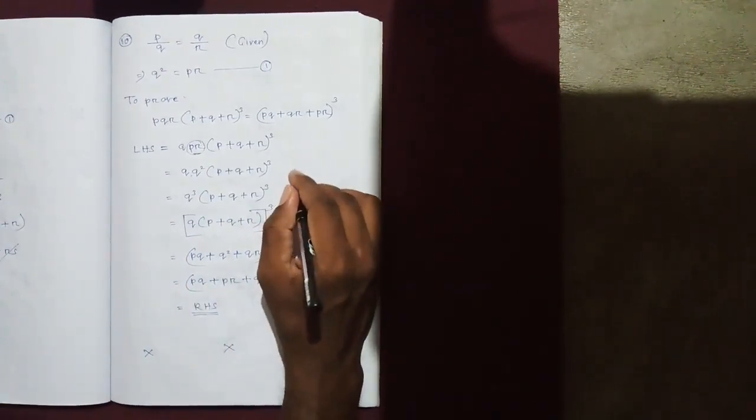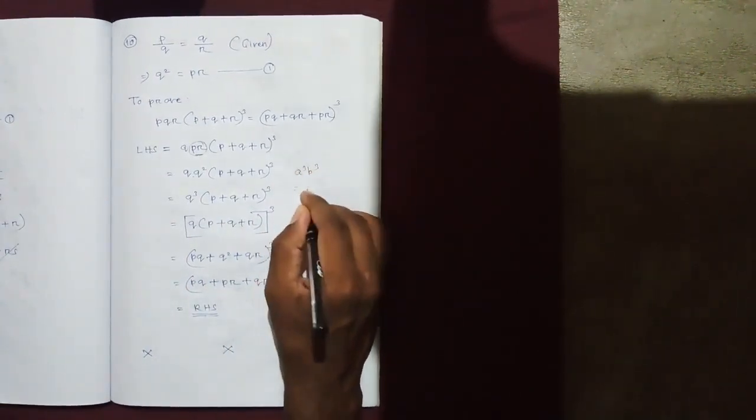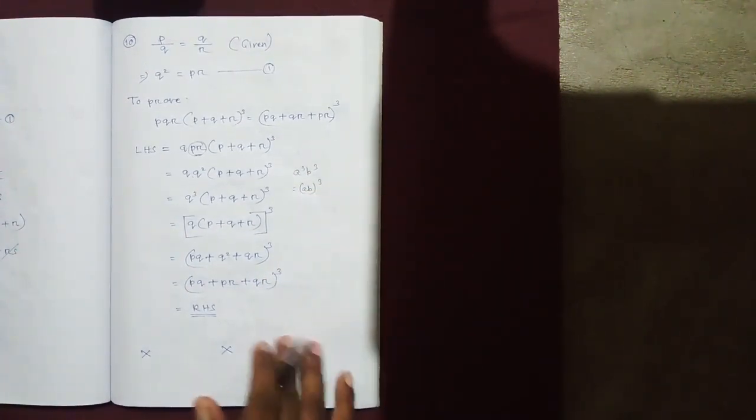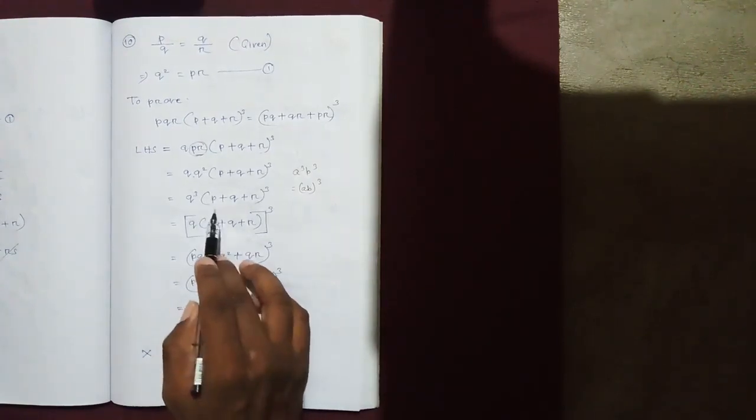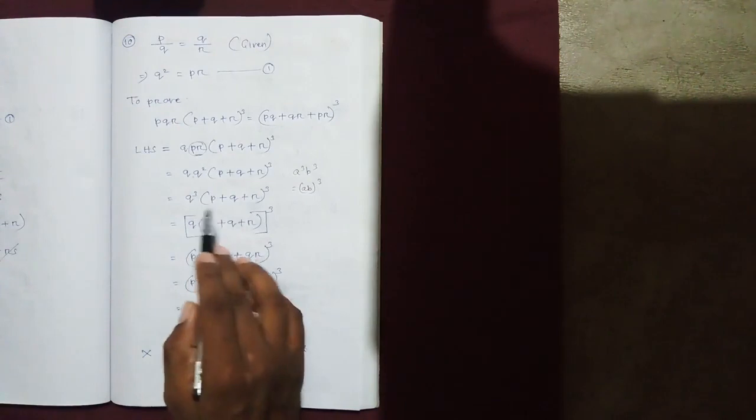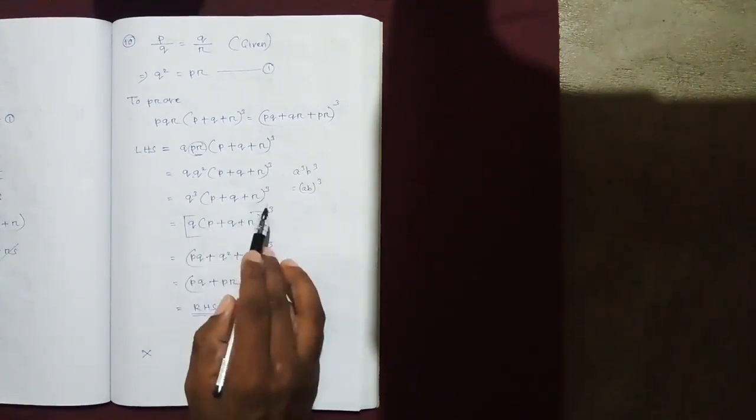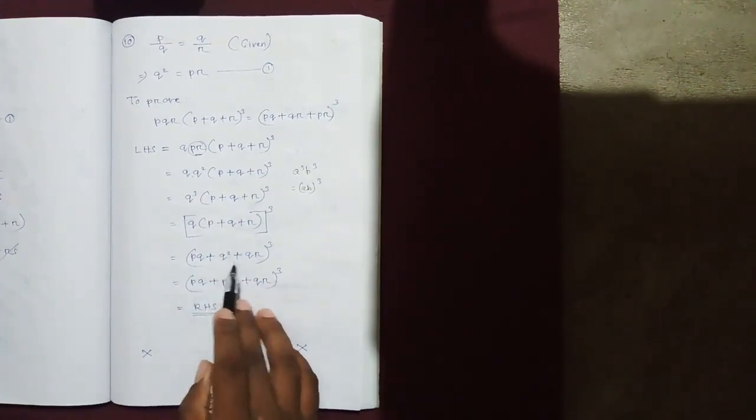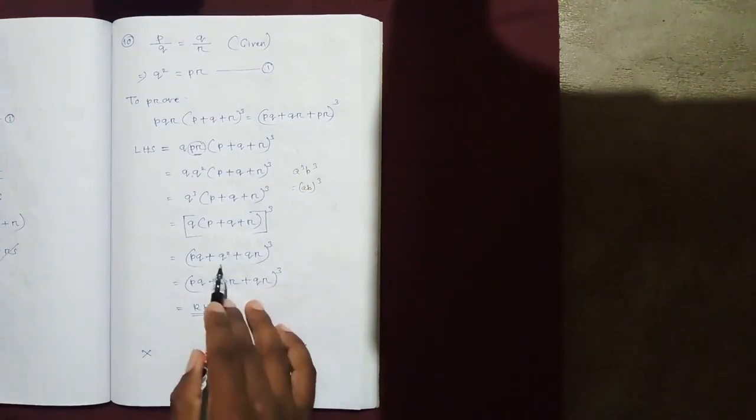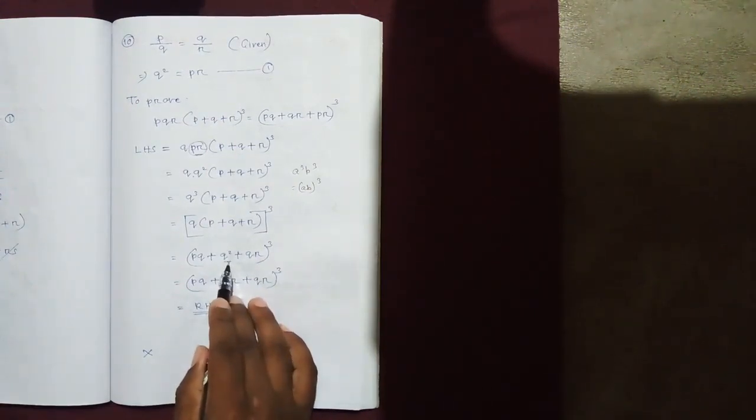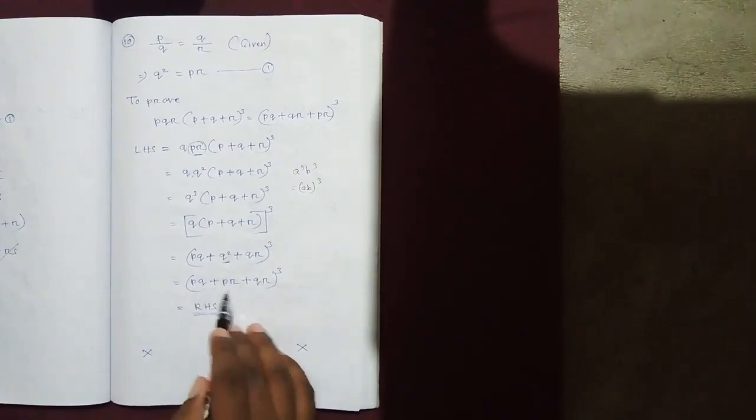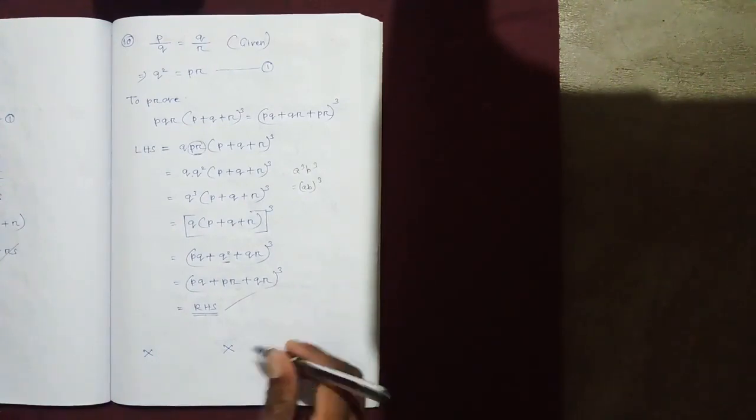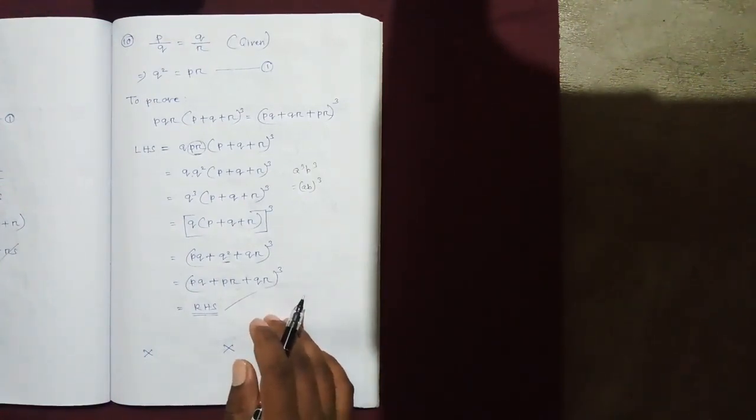Now, A cube B cube can be written as (AB) whole cube. In indices we have studied this in class 9. So Q cube whole into (P plus Q plus R) whole cube can be written as (Q into (P plus Q plus R)) whole power 3. Now open the bracket: (PQ plus Q square plus QR) whole power 3. Now in place of Q square again we can put PR. So (PQ plus PR plus QR) whole power 3, which is RHS, hence proved. So this is the end of ratio proportion part 2.